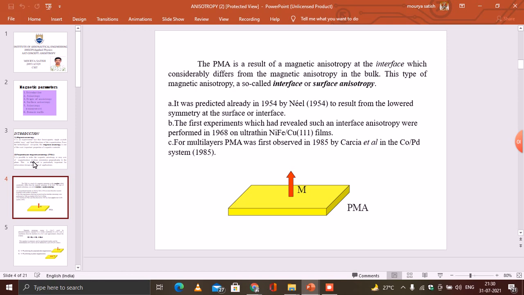The first experiments which revealed such an interface anisotropy were performed in 1968 on ultra-thin nickel-iron and copper (111) films. For multilayers, PMA was first observed in 1985 by Carcia et al. in the Co/Pd system.